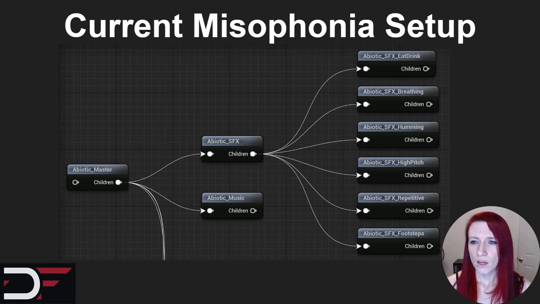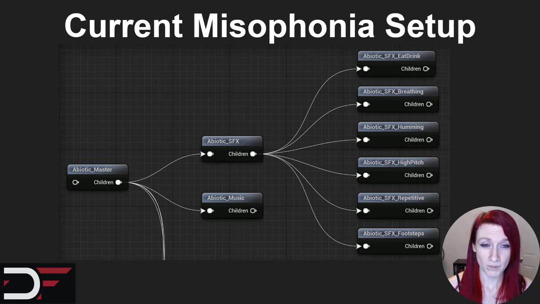From the Abiotic Sound Effects subclass node in the middle of the image, there are 6 connected sound subclass nodes: eat, drink, breathing, humming, high pitch, repetitive, and footsteps. All of these except for the footsteps subclass that I just listed account for the replacement of the generic Misophonia subclass node.